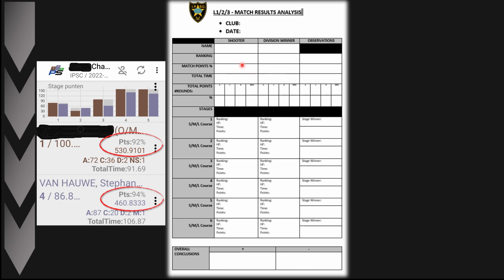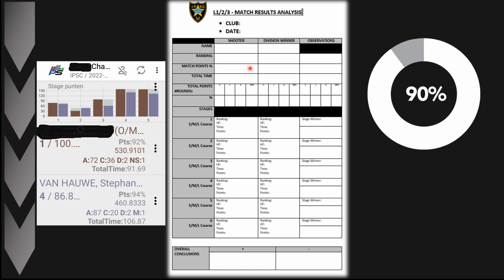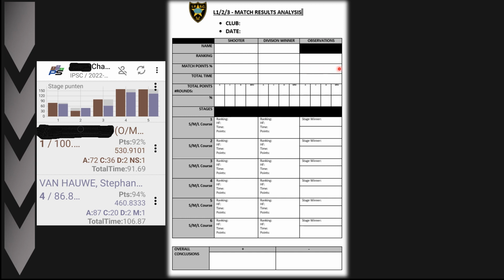Not only the points, but also did I score above 90% of the available match points. So that's something that I take a look at. The 90% is something that you'll hear further down. In observations, I will oftentimes note down the difference between the points and the percentages.